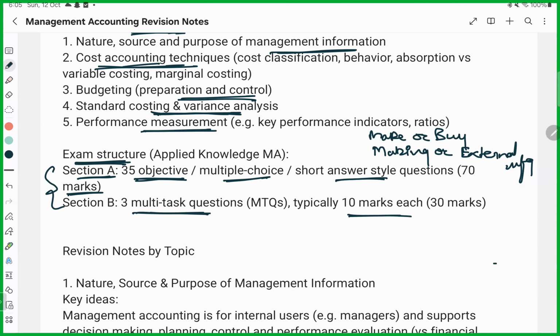What are multitask questions, which may arise in your mind? Multitask questions are nothing but one full question which will have different tasks which you have to solve. The most important type of questions which management accounting usually asks is that you have to interpret the results and comment on the results that you are achieving, and those are the main types of questions in the multitask questions.